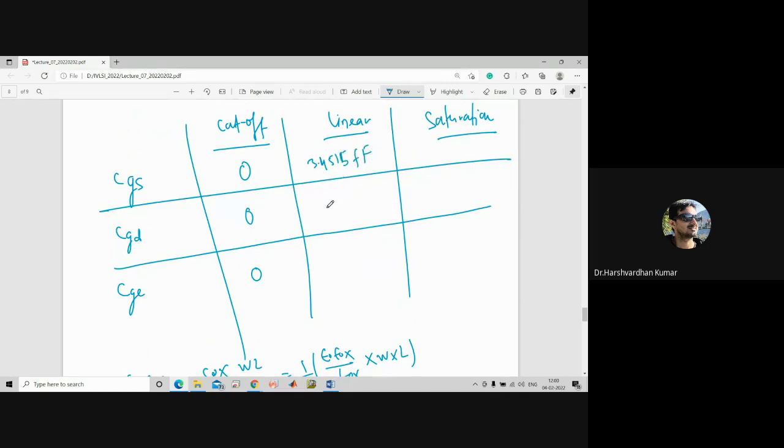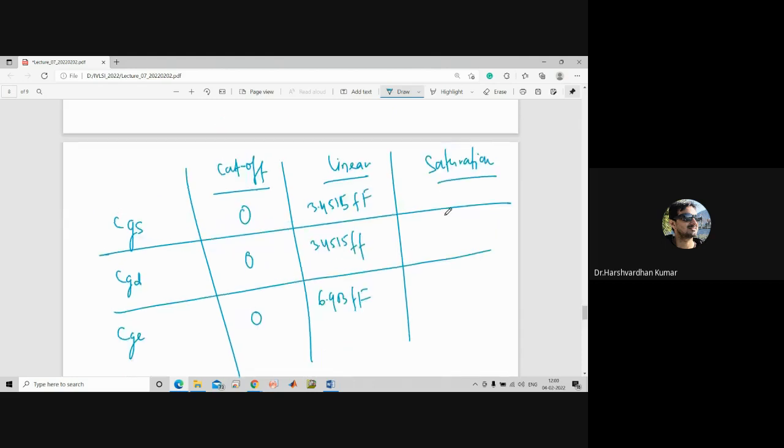So under linear, the channel is symmetric. It means that the gate to drain will remain the same. So now gate to channel is the simple addition, so you have to multiply it by 2. So you will get 6.903 femtofarad. What about the saturation?